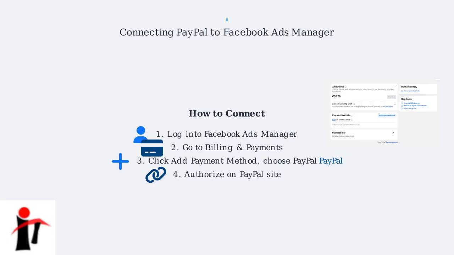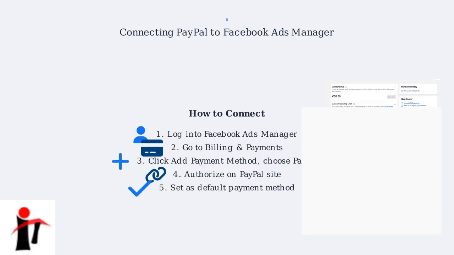Meta only requests read-only access to verify your funds. Return to Ads Manager and set PayPal as your default or secondary payment method. Finally, verify the connection with a small test charge that will be automatically refunded. This ensures everything is set up correctly for your ad campaigns.